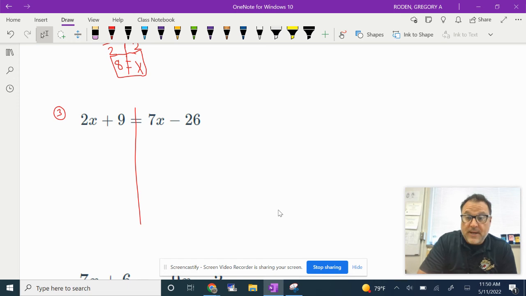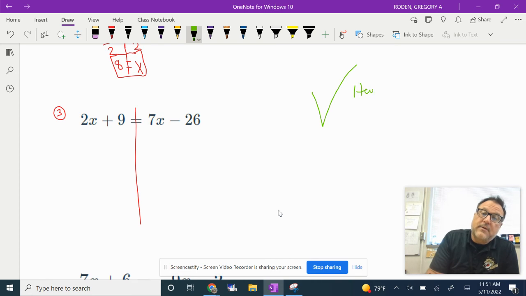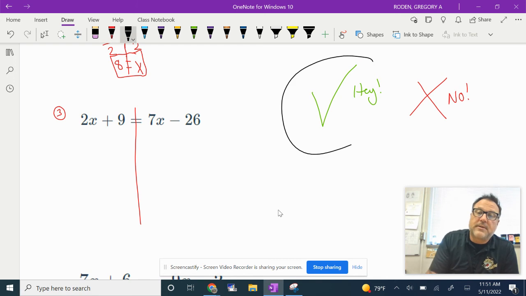All right, so hopefully you actually tried number 3 and not just copied down my work. Because it's always better to try it first and see if you get it correct and see if you get a green check. When we get that green check, those are always good. What we don't like is red X's. We want green checks. That's what we're looking for, people, on this Delta Math. Okay, so here we go.